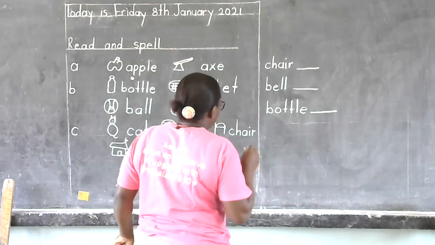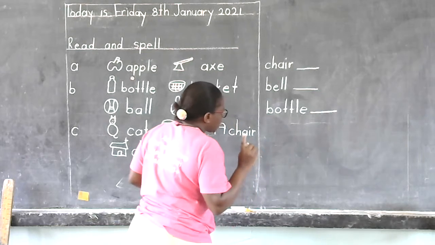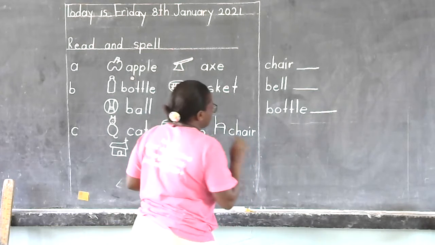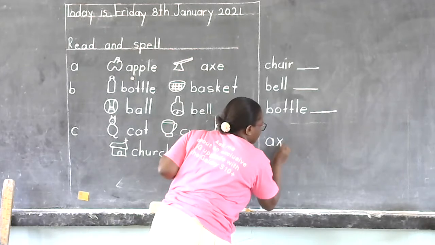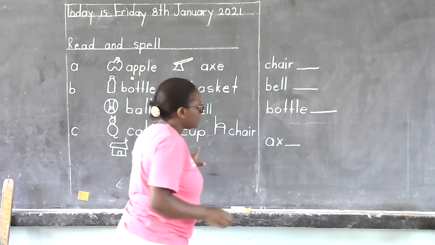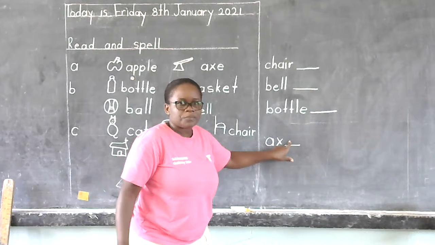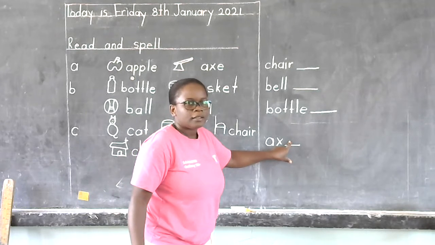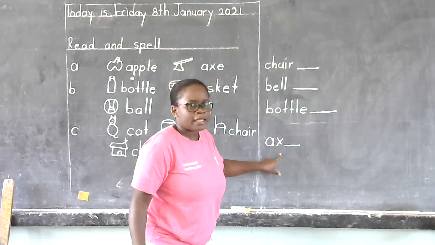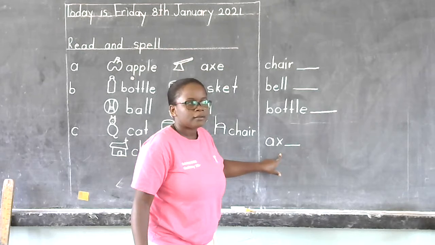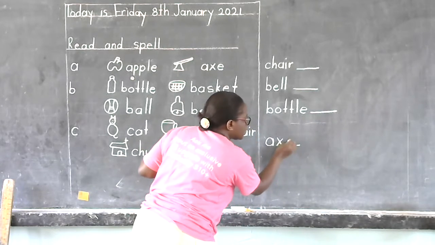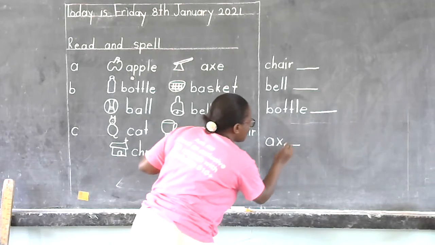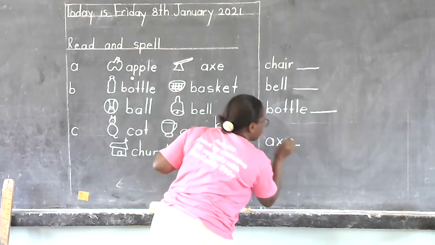And now, let me see whether you can tell me this word, children. Which word is this, children? Which word is that? Can you tell me the letter which is missing here, children? And which word have you made? The word is what? Oh, the word is axe. Which letter can I write here, children? Letter E. That is wonderful.